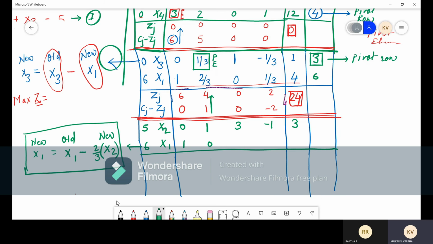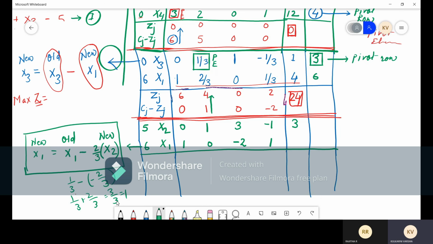So 0 minus 2 will be minus 2. Same thing, multiply this minus 1 by 2 by 3. So if you multiply minus 1 by 2 by 3, it will be minus 2 by 3. Minus minus plus, so plus 2 by 3. So what we have to do? 1 by 3 minus 2 by 3. So it will be 1 by 3 plus 2 by 3, so it will be 3 by 3. So it will be 1. So this will be 1.